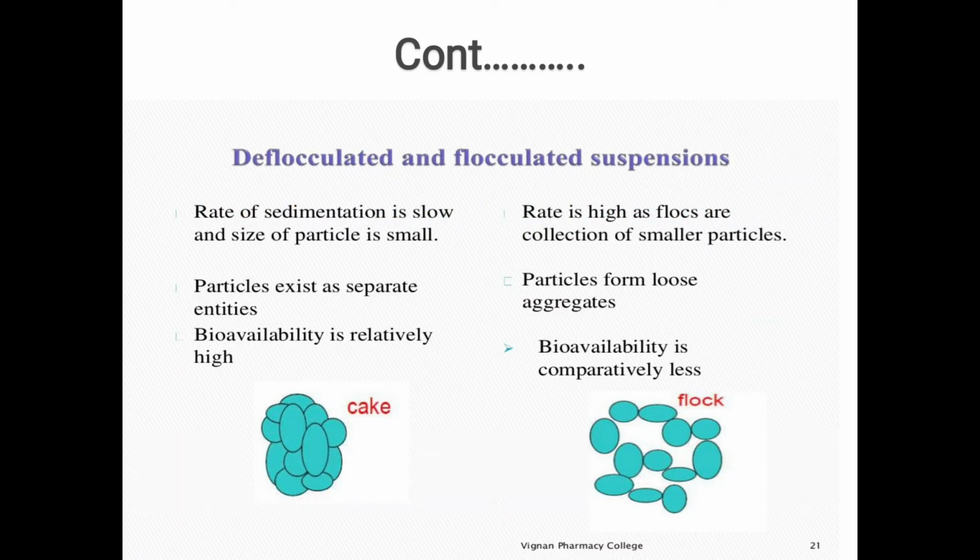Rate of sedimentation is slow and size of particle is small. Rate is high in flocculated, as flocs are collections of smaller particles. Particles exist as separate entities in deflocculated, while particles form loose aggregates in flocculated. Bioavailability is relatively high in deflocculated. Bioavailability is comparatively less in flocculated because, as you can see in the picture, particles are collected by weak van der Waals forces of attraction and form loose aggregates. So if the particles are present in this form, bioavailability will be low.